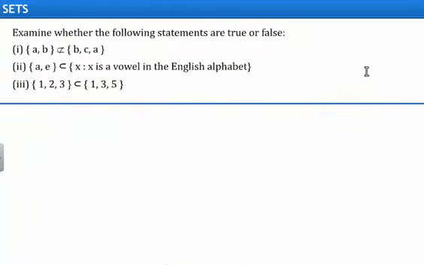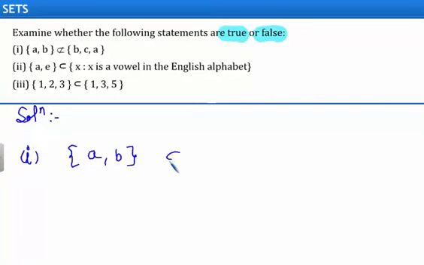In this question we have to say whether the given statements are true or false. Let's begin the solution of this question. In the first part, the statement given is a set containing the elements A and B is not a subset of the set containing the elements B, C and A.